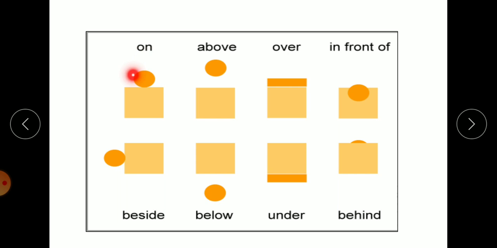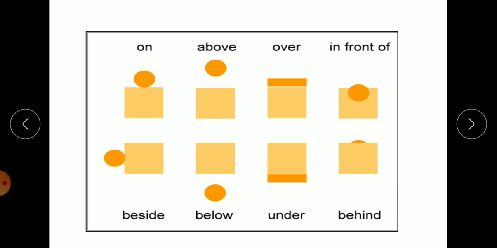Like here you can see this orange ball and here you can see this box. Now the base of the box and the base of the ball, it is touching each other. So box और ball आपस में touch हो रही है. So when two objects are touching each other, we use the preposition on. Like the ball is on the box. That means वो box के बिल्कुल ऊपर रखी है और उसका base उससे touch हो रहा है. So when two objects are touching each other, we will be using preposition on. Clear?